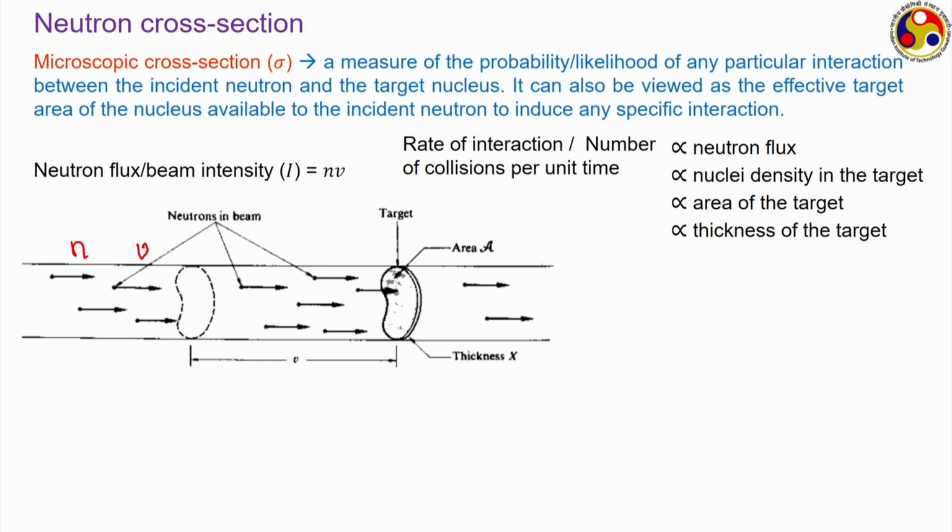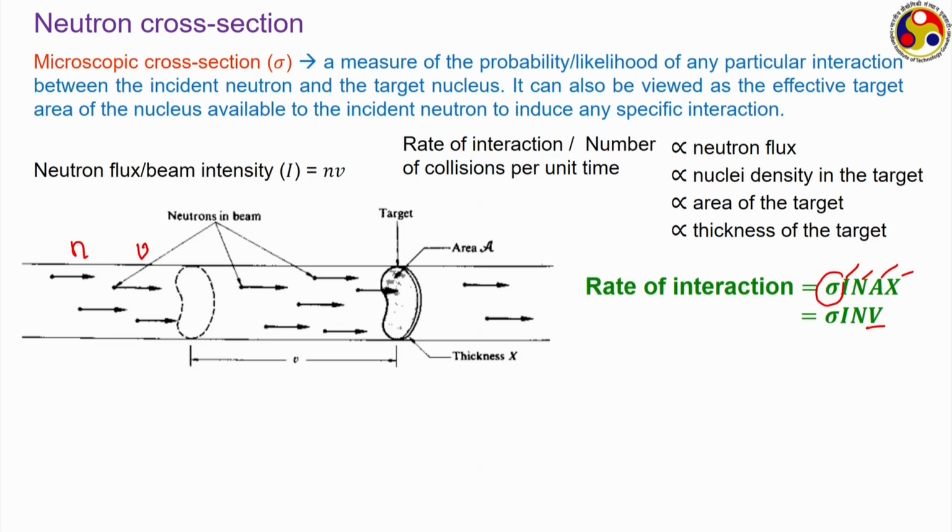So, if you combine all these 4, then the rate of interaction is proportional to I, which is the neutron flux or beam intensity; N, the nuclei density, that is the number of nuclei per unit volume of the target; A, the cross section area; and x, the thickness, which are already shown in the figure. We can combine A times x into V, which is the volume of the target material or target element, and sigma is the constant of proportionality, which we are calling the neutron cross section.